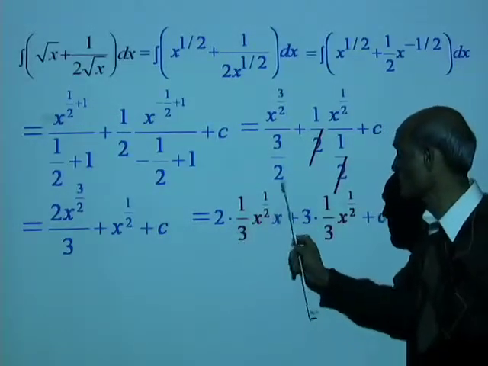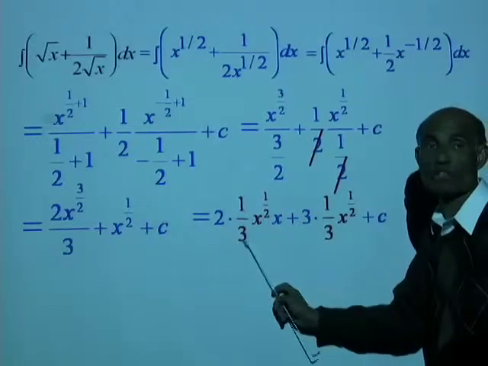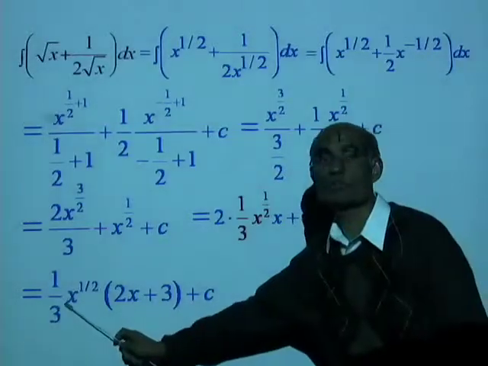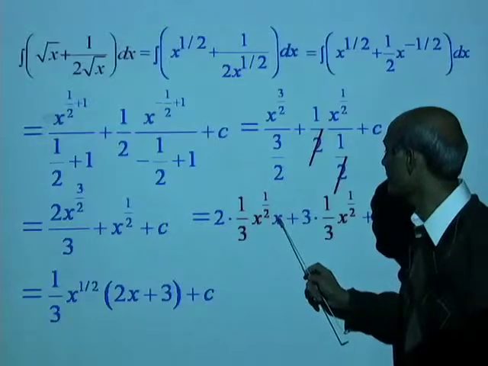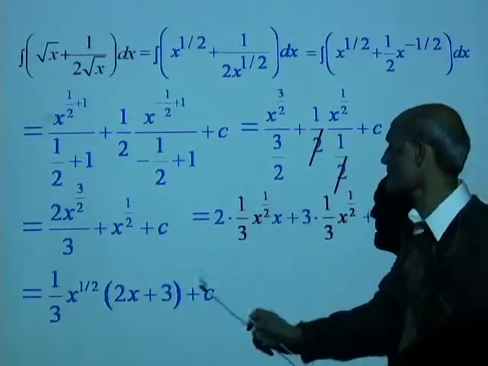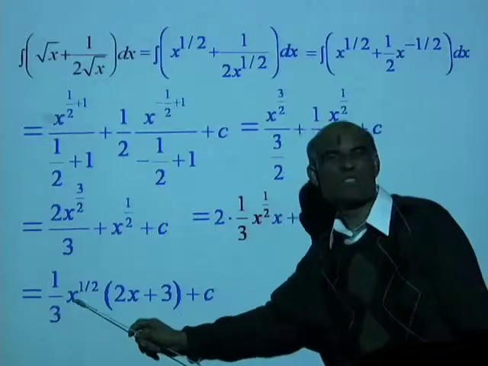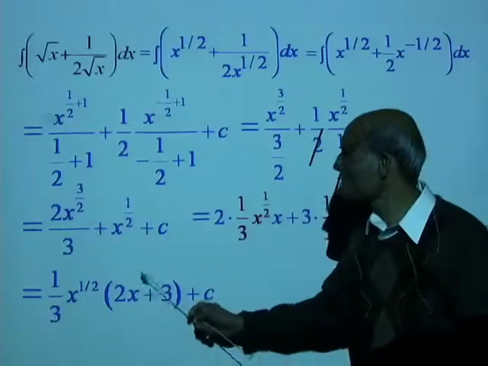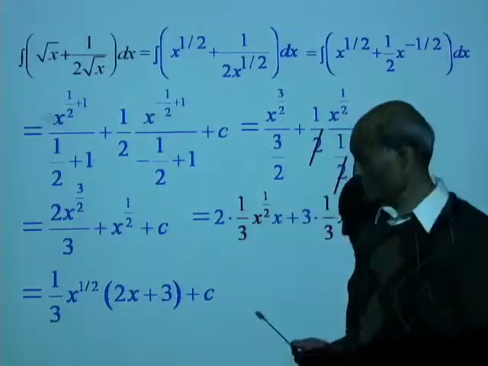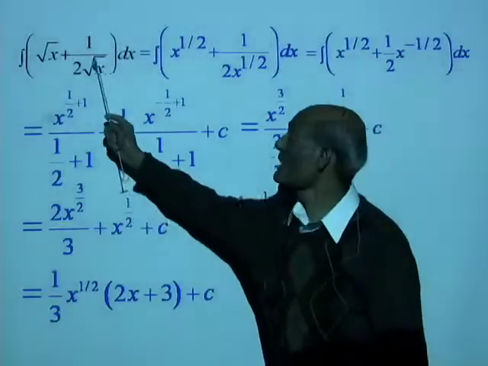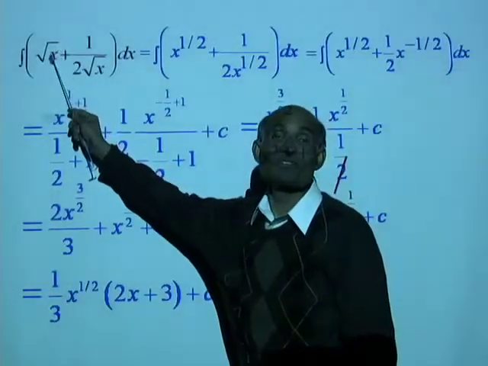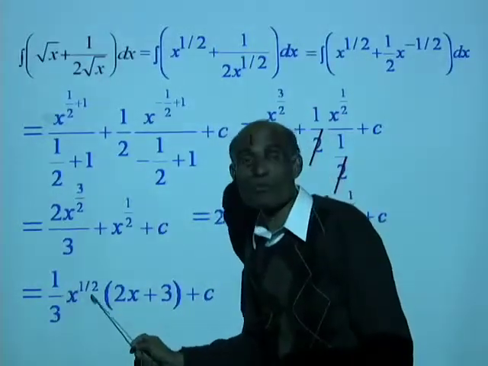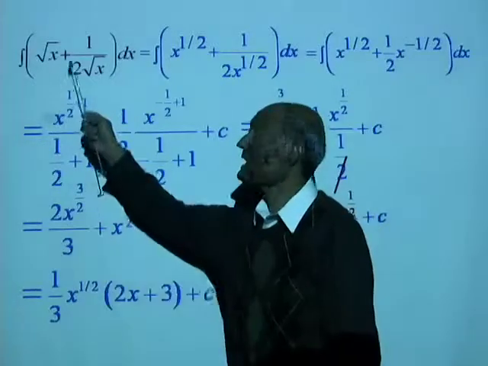All right, now let's factor out the common terms. What are the common terms we can factor out? 1/3 x to the power of 1/2. So that comes out, leaving 2x in the first term plus 3 in the second term. Now look at this. This is a much better and a much cleaner way of writing the result than this. But you can also do one more thing. If you look at the original expression, you can see square root of x, 1 over 2 square root of x. So this x to the power of 1/2 needs to be put back in that form.